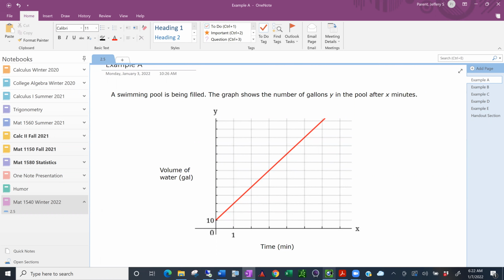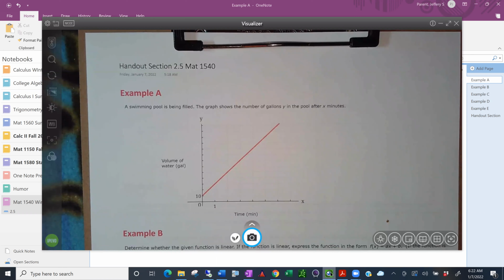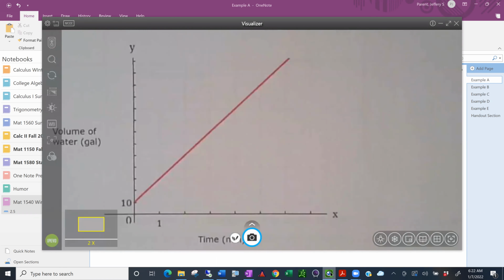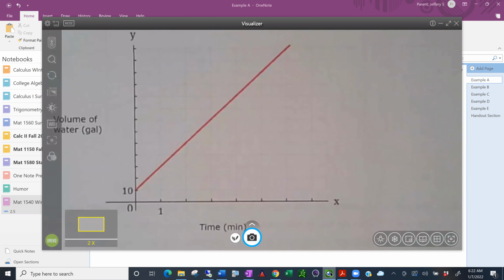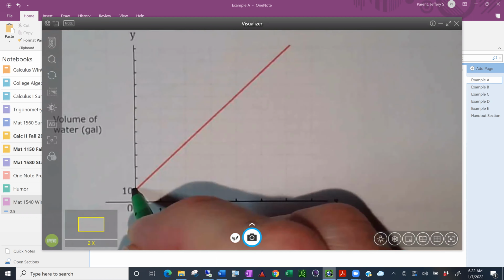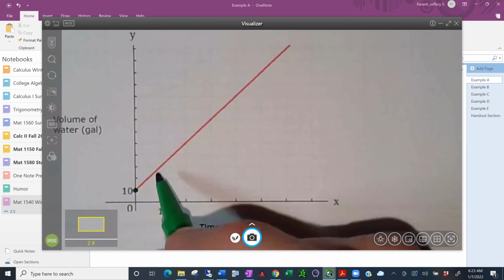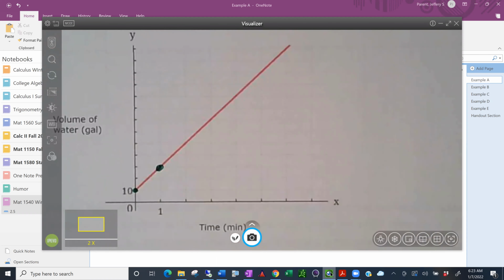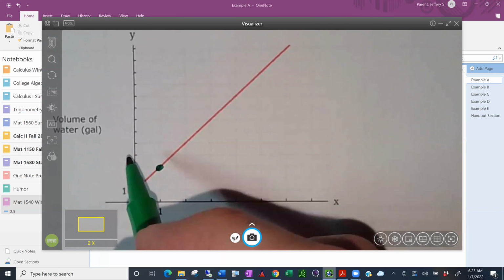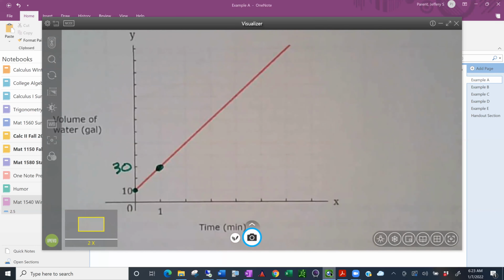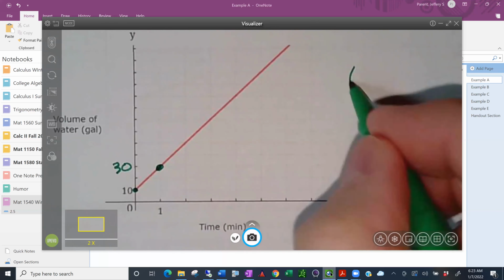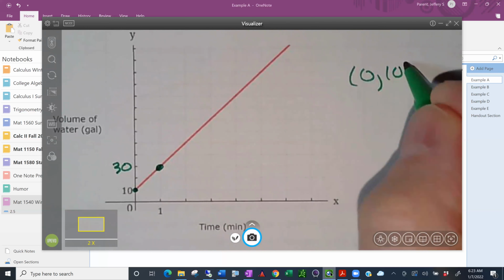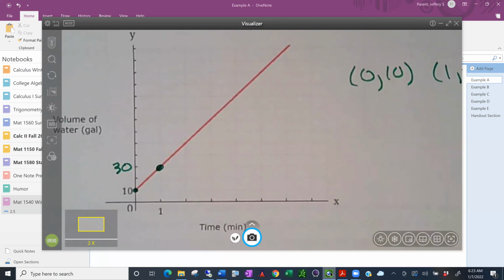So, okay, let's figure that out. Now, the rate of change for us is going to be the slope. And there's a couple ways we can work on the slope. So one way is to actually come up with a couple points. So here's 1 point. And we don't have to go very far to get another one. There's another point. Now, based on what's going on here, each one of these tick marks is worth 10 units. So this is up here at 30. And of course, we've got 2 points, 0 and 10, and 1 and 30.